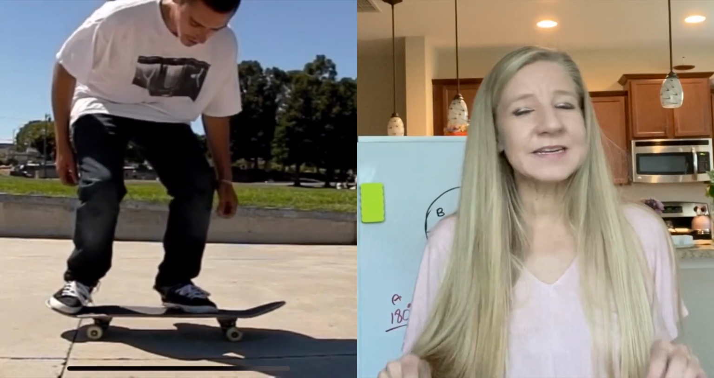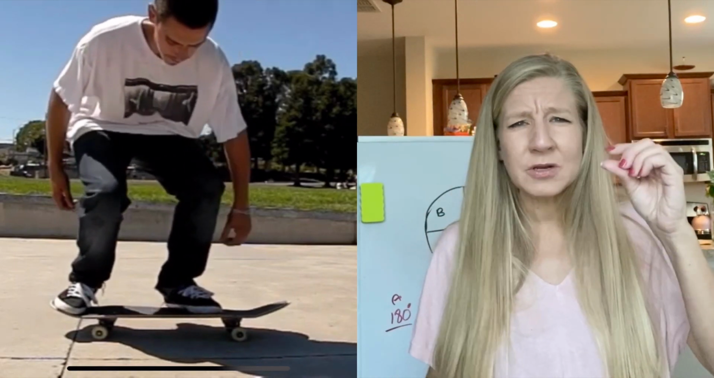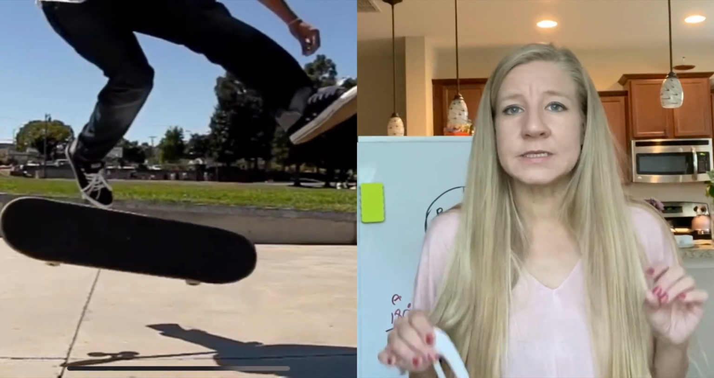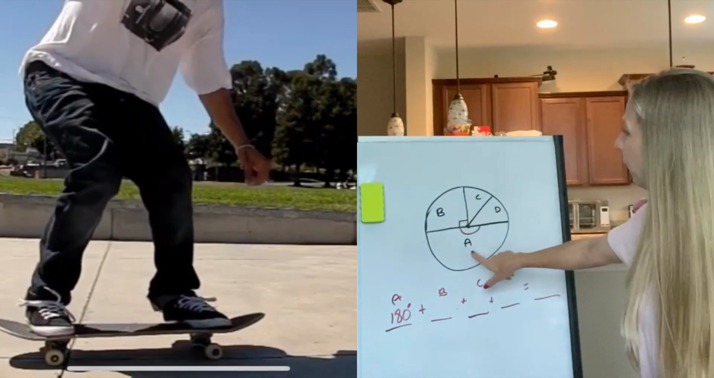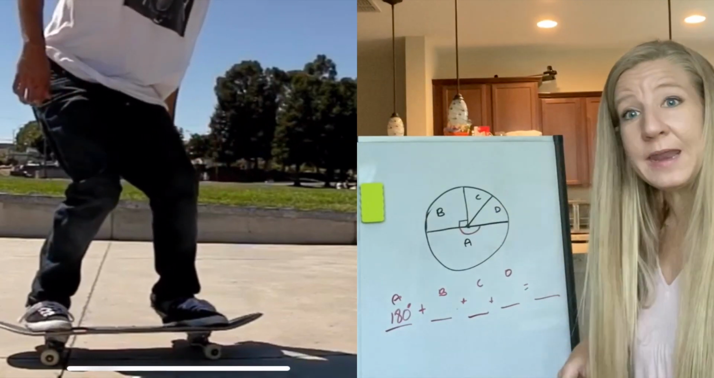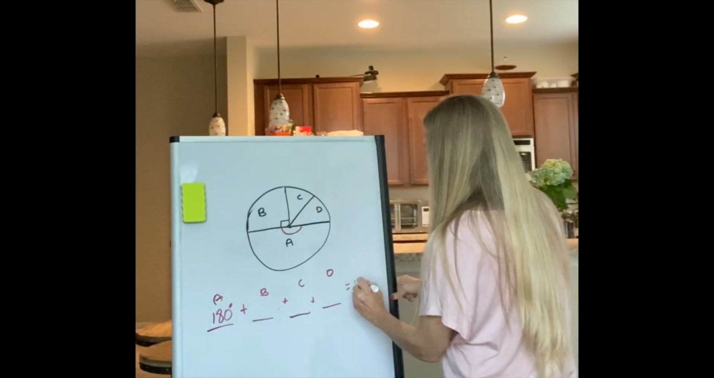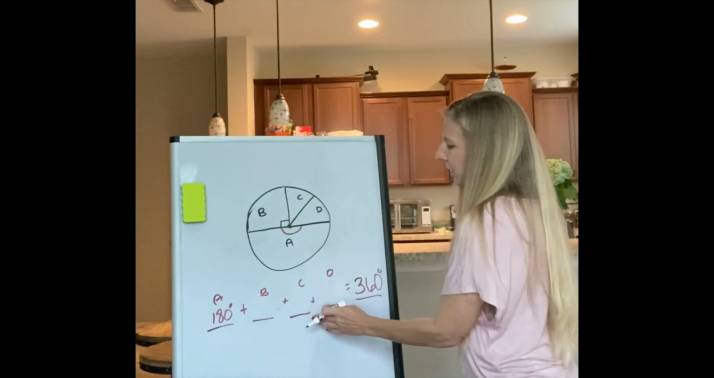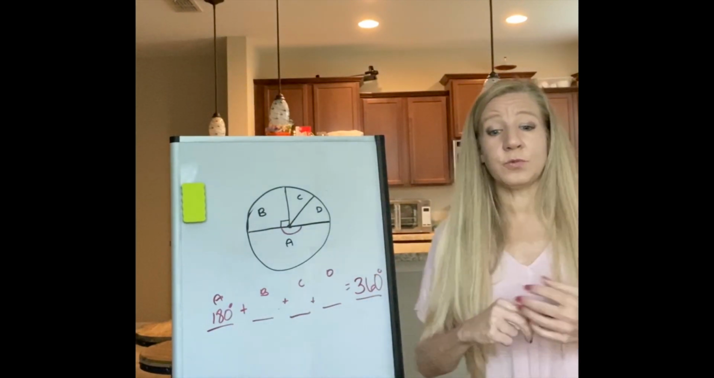But anyways, a full circle is 360 degrees, and that doesn't matter if it's a teeny tiny 1 centimeter circle or a huge 30-foot circle. Every circle is 360 degrees. So when we add up all 4 of these measurements, we should get at the end 360. Every circle is 360 degrees. So A plus B plus C plus D is going to equal 360.